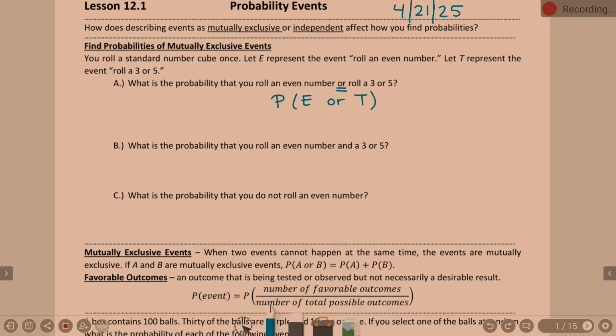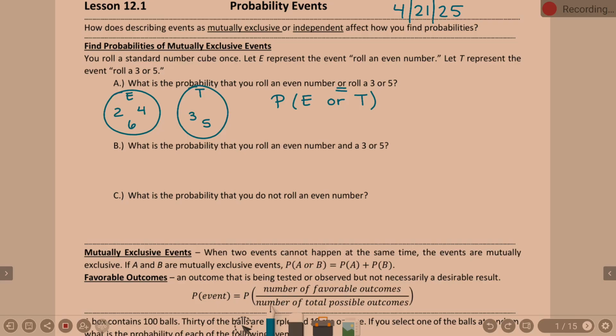Now, I'm going to go very basic. If I use this circle to represent event E, event E was rolling an even number. What are the possible outcomes for event E? 2, 4, or 6. You could roll a 2, a 4, or a 6 for event E, correct? What about T? What are the possible outcomes for event T? T was rolling a 3 or a 5, so this is a 3 or a 5.